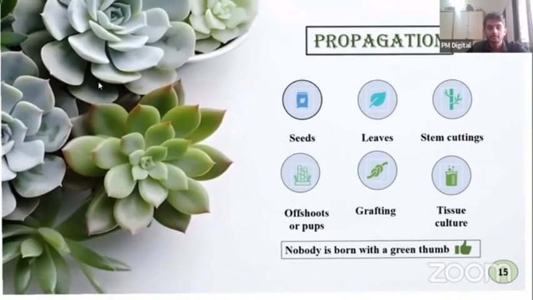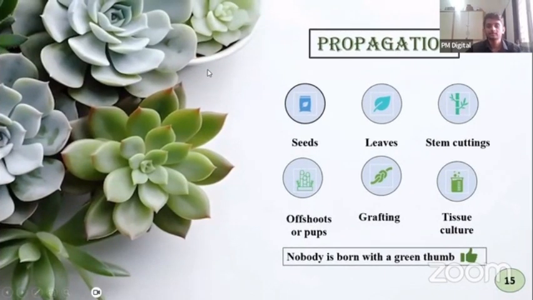Now coming to its propagation. Propagation is most problematic for a succulent lover because it is highly susceptible to decaying by means of watering and fungus. There are so many types of propagation methods. First is seed, to develop new varieties. Second one is leaves. Mostly succulents are propagated by means of leaf.